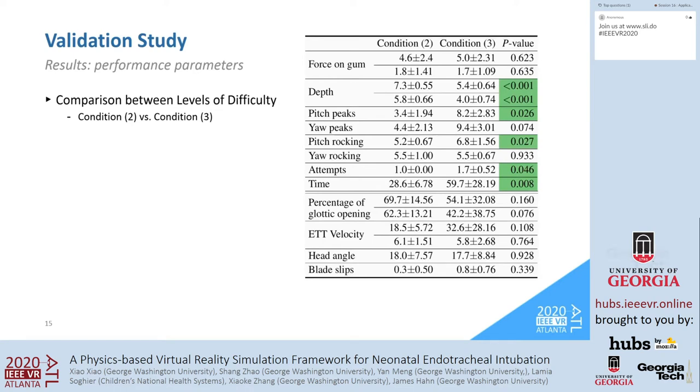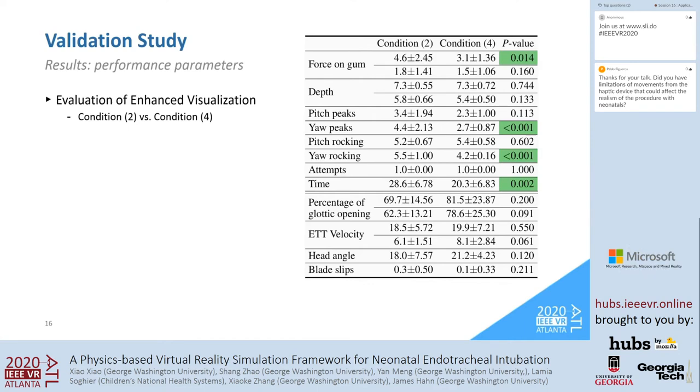In condition 3, with increased level of difficulty, there are significant increases in pitch peaks and pitch rocking, which indicates that increasing the difficulty level caused more up and down repositioning of the blade with a larger angular displacement. Moreover, the subjects had more attempts and spent longer time with the increased level of difficulty. The maximum and mean depths in condition 3 are both significantly smaller than in condition 2, which is because the virtual model is a smaller premature infant.